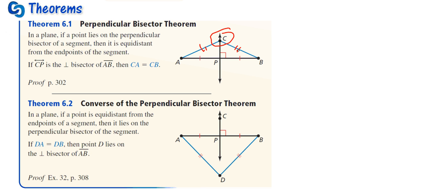The converse of that is also going to say that if, on a plane, a point is equal distance from the endpoints of a segment, so if D is equal distance from points A and B, then we know that it's going to fall on that perpendicular bisector.